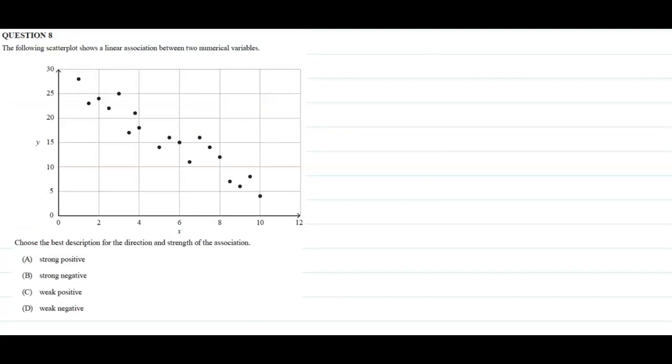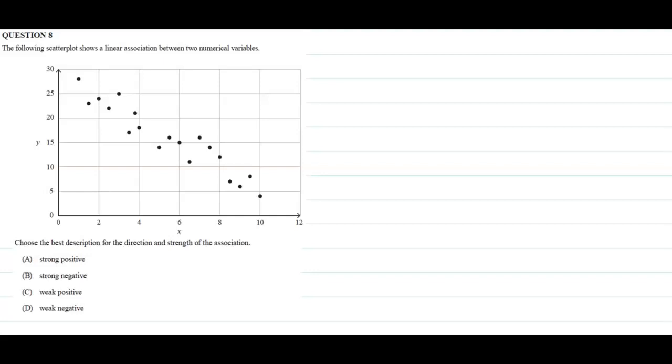Question 8. The following scatterplot shows a linear association between two numerical variables. Choose the best description for the direction and strength of the association. A, strong positive; B, strong negative; C, weak positive; D, weak negative.